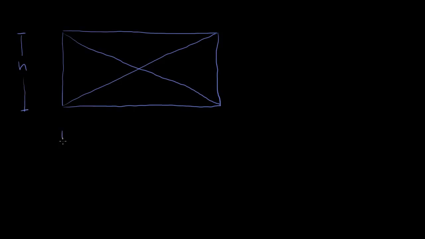And it has a width of w. What we're going to show in this video is that all of these four triangles have the same area.